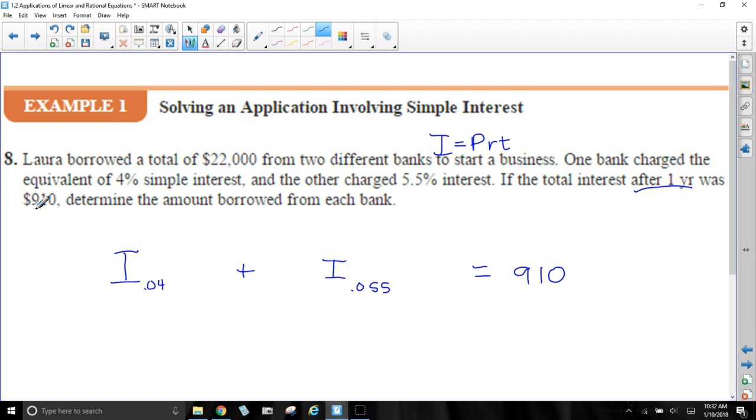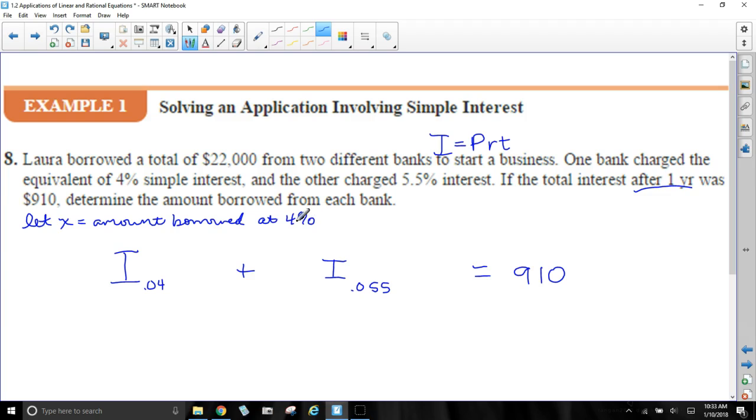So what we need to do first of all is write our little statement that shows what our variable is going to represent. Okay? We want to know what is the amount borrowed from each bank. So we're going to let X be equal to the amount borrowed from the first bank. Let's say the first bank is the 4% interest.